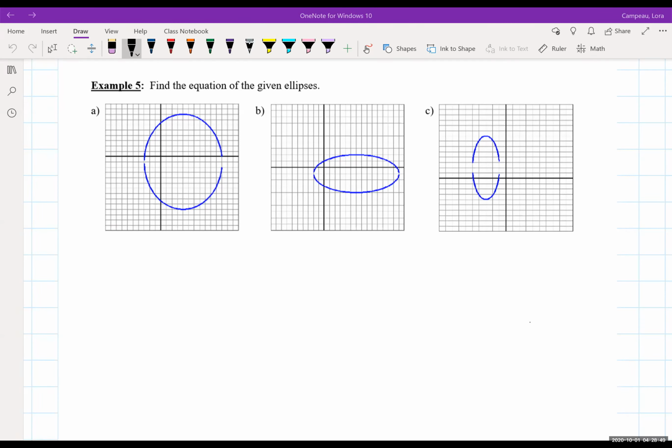Welcome back. We're looking at finding the equation of an ellipse given the graph of the ellipse. So first thing to count before you decide what the equation is, we can kind of write off the generic equations to the side if you'd like. I kind of prefer to find the center first.